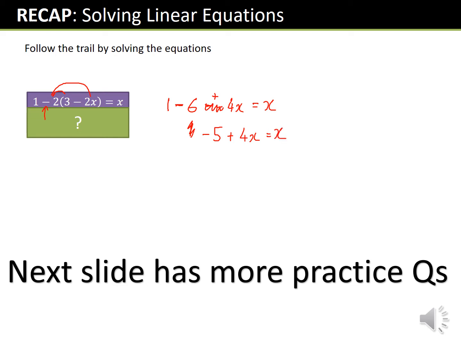And now what we need to do is try and get rid of, because we've got two x's, we're going to try and get rid of one of them, so let's subtract x from both sides. Let's get rid of the one on the right. So we have minus 5 plus 3x equals 0. So then if we add 5 to both sides, that gives us 3x equals 5. And last step, we divide by 3.